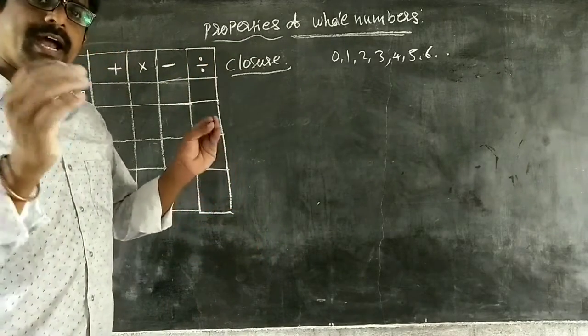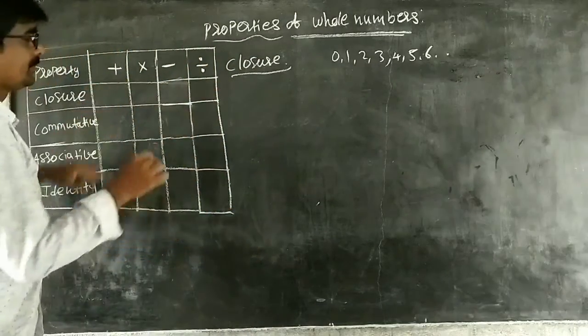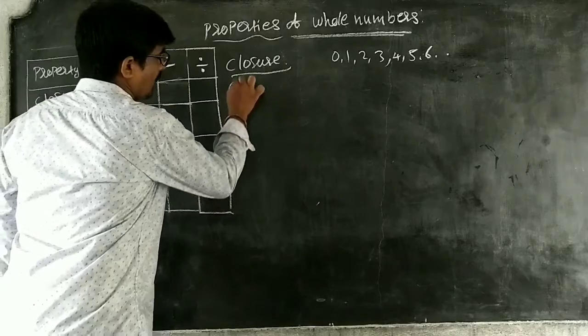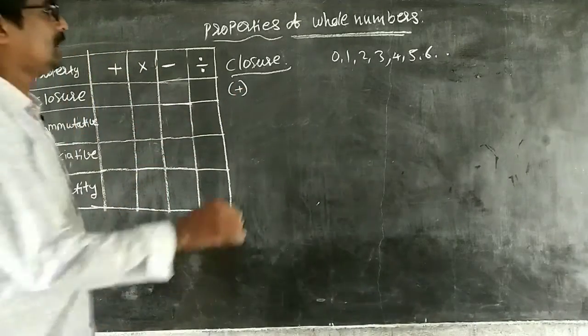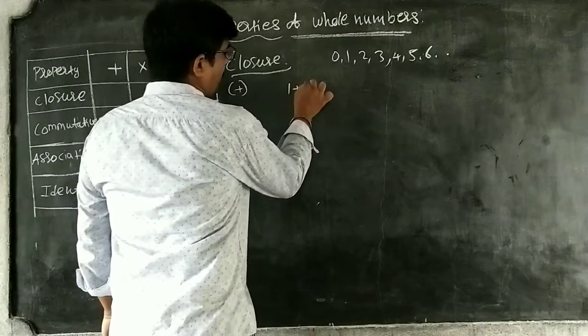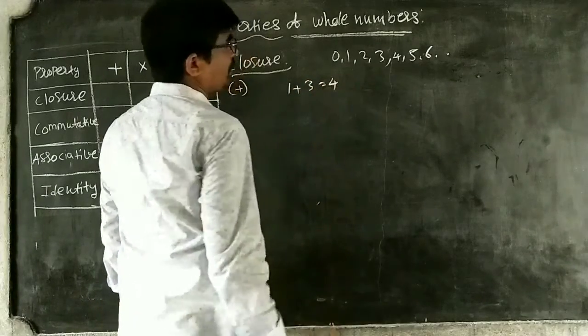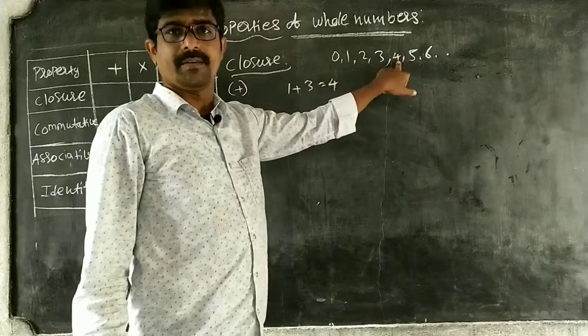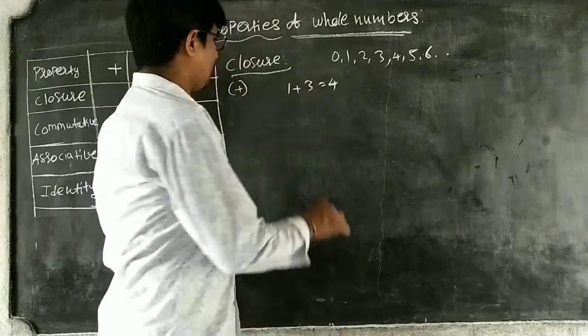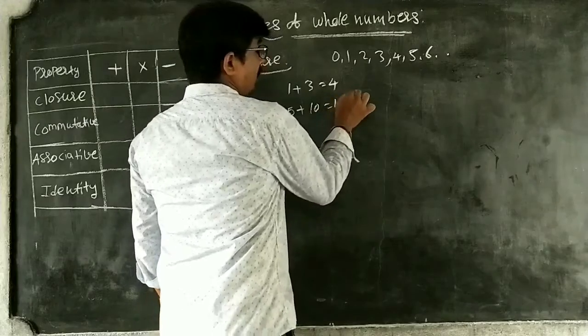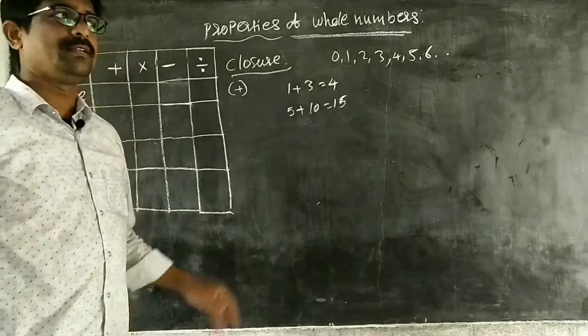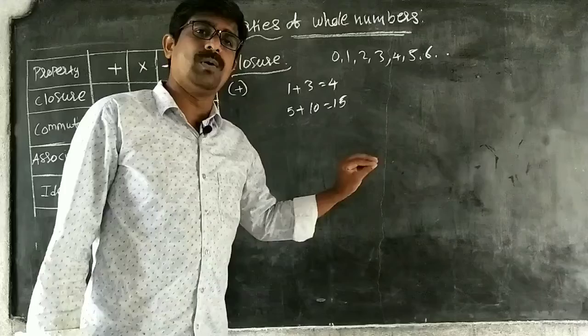I am checking for addition. If I add any numbers, for example, 1 plus 3 is equal to 4. 4 is also a whole number. I take another one, 5 plus 10 is equal to 15. 15 is also a whole number.